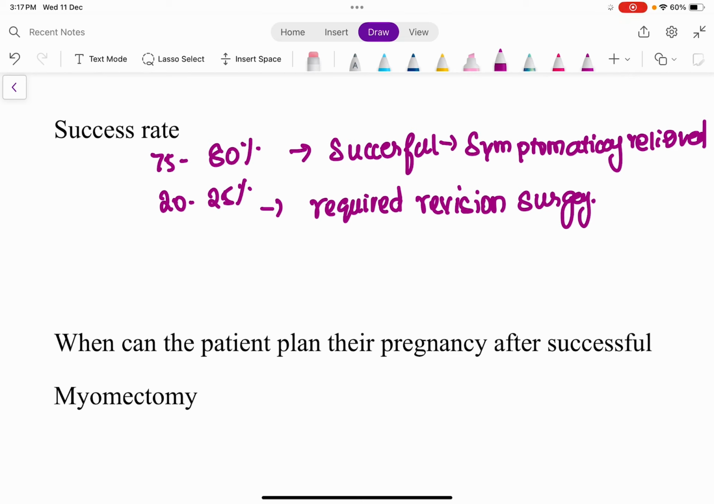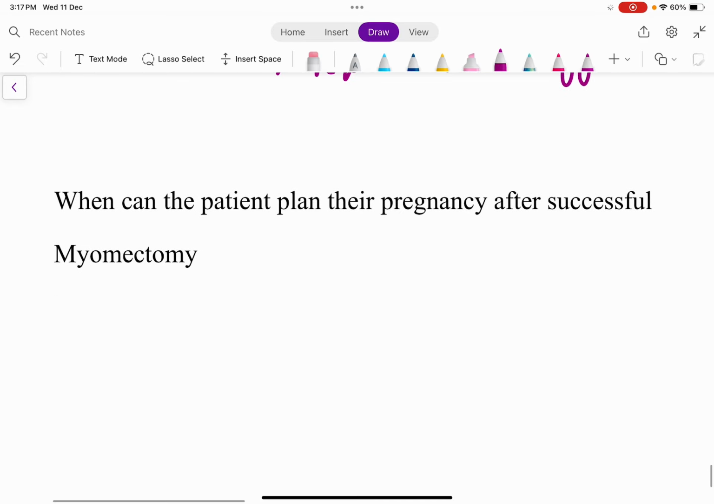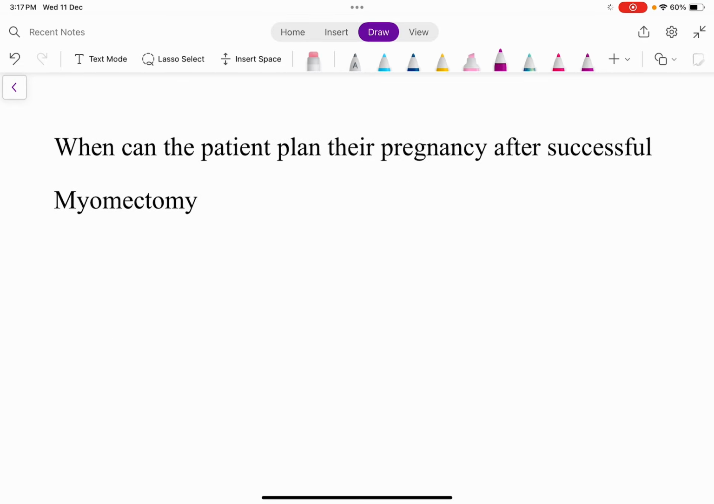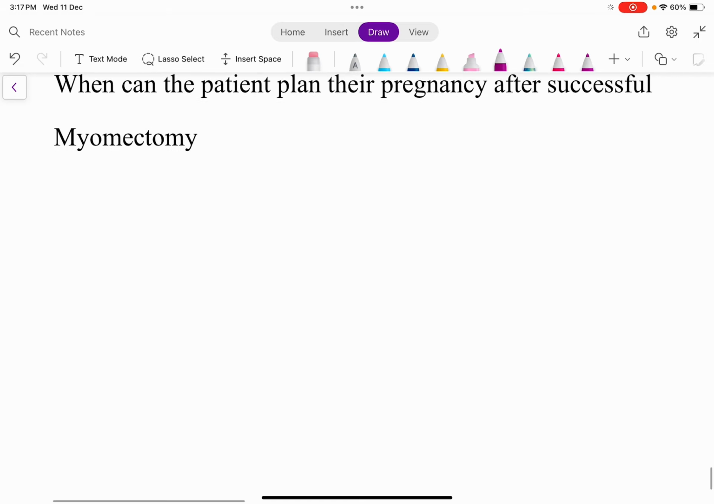So in about 80% of the cases it is going to be successful in terms of symptomatic relief, but in about 20 to 25% of patients a subsequent surgery would be needed. Is that clear? Yes. So now, when can the patient plan the pregnancy after successful myomectomy? So once the myomectomy has been successful, the patient has been symptomatically relieved from all those heavy menstrual bleeding, dysmenorrhea, pressure symptoms. Now the patient can plan the pregnancy after about 6 months, right? But ideally, only after 3 months they should plan.